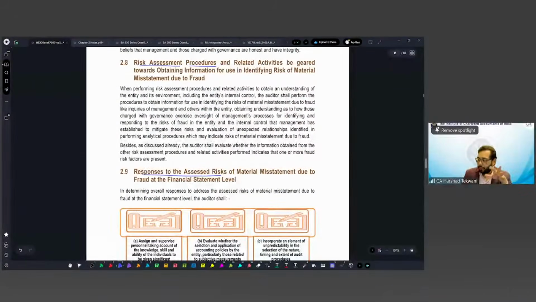Now we discuss the planning phase. We discussed in detail what we are required to do in planning. We are clear with that. Now the second part that I want to discuss is execution beyond planning. What you are required to do when it comes to beyond planning, like execution, response to the risk. Now you have identified and assessed the risk, so after identifying and assessing the risk, we will respond to the risk.